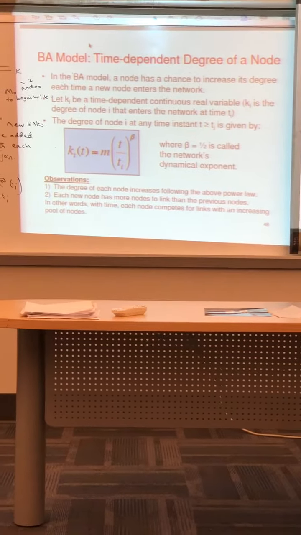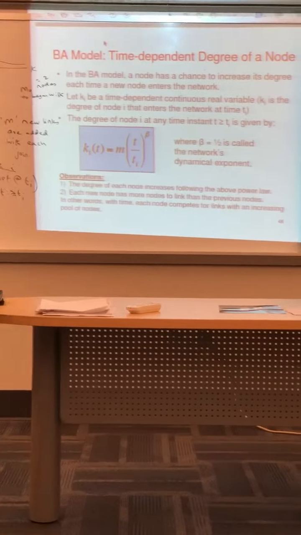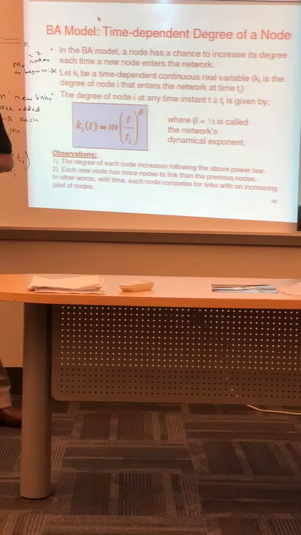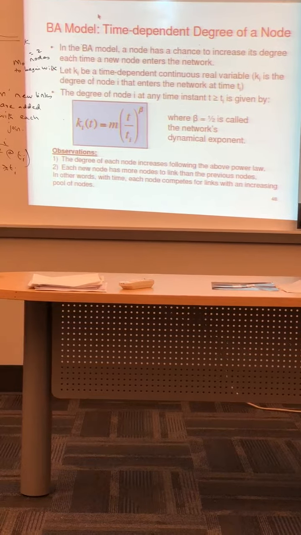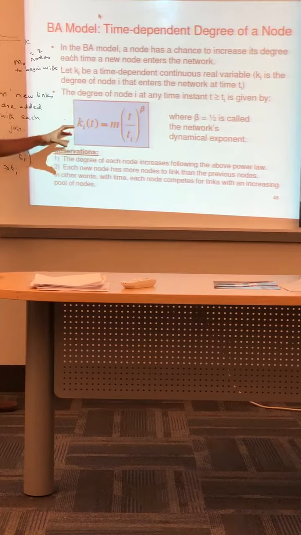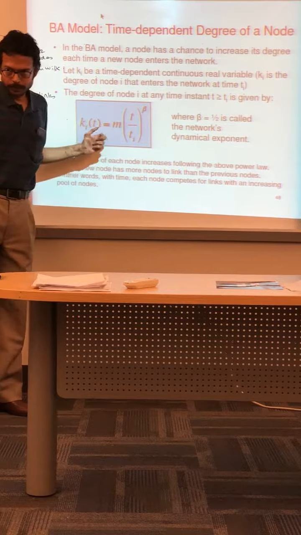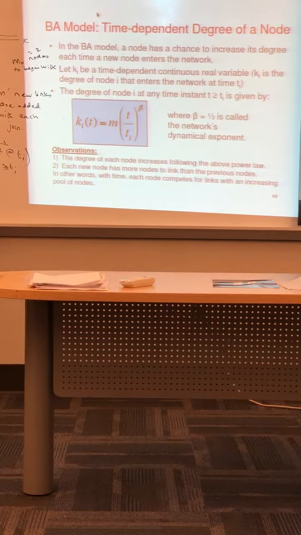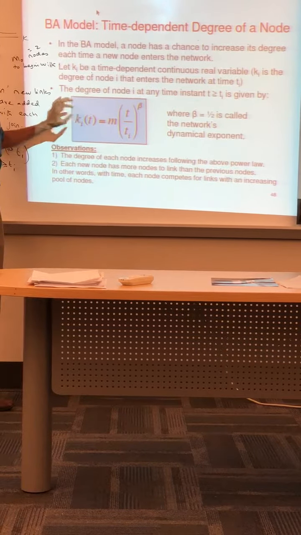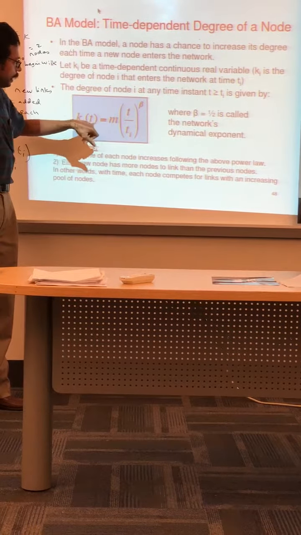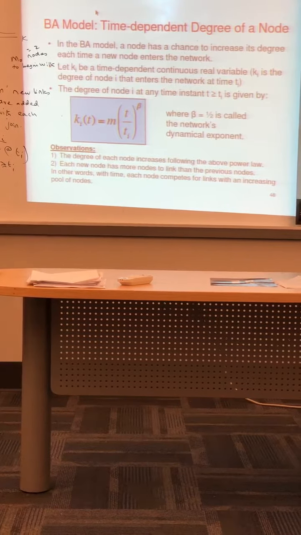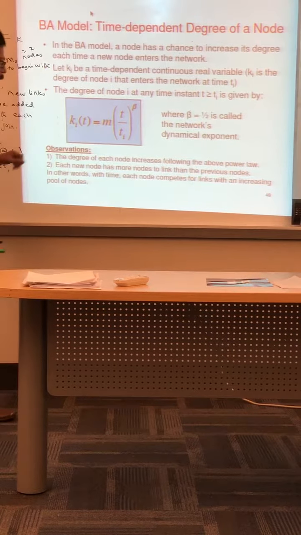So this k_i(t), again, as I said, is the degree of node i that joins the network at some t_i, and we are measuring its degree at some future time t greater than or equal to t_i. There's a derivation of this expression according to this model in the Barabasi book, but I'm just giving the final expression. So k_i(t) is computed like this: m times (t over t_i) raised to beta.